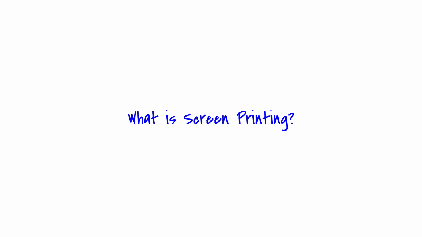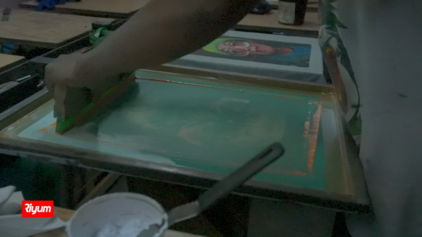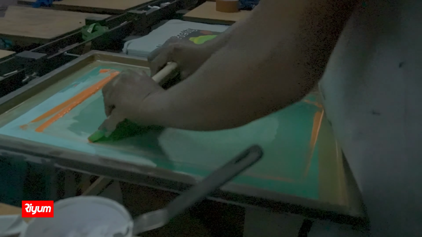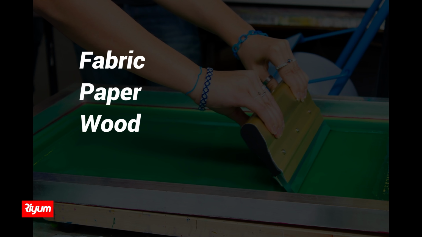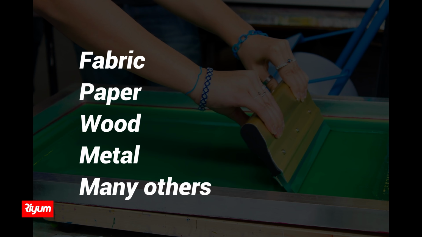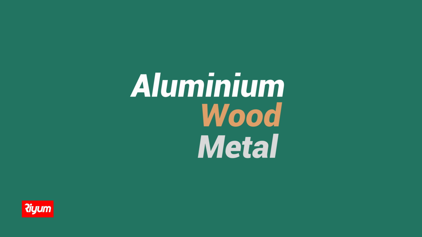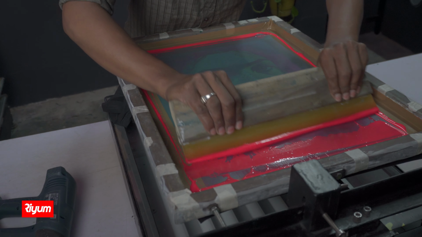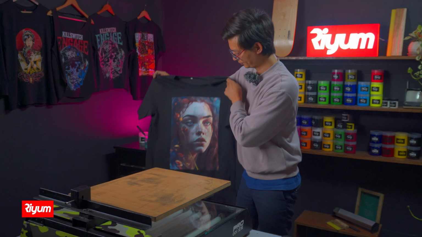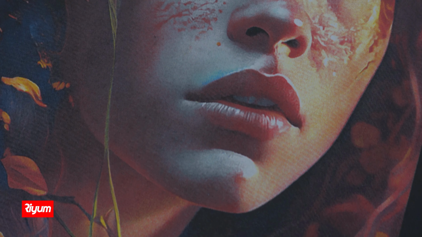So, what is screen printing? Screen printing is a method to transfer ink onto any surface like fabric, paper, wood, metal, and many other substances. We use a mesh which is stretched onto a frame, mainly made of aluminium, wood, or metal, to do the job. With the right skills and techniques, you can screen print any image that you can possibly think of.